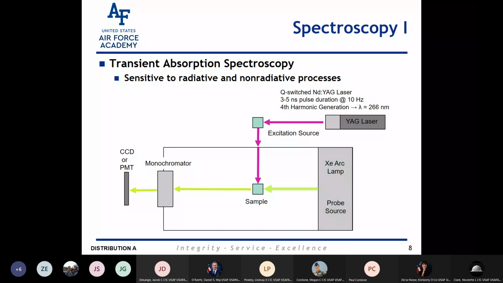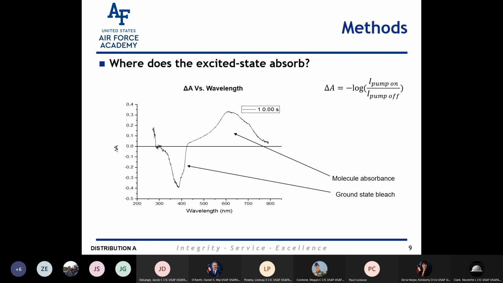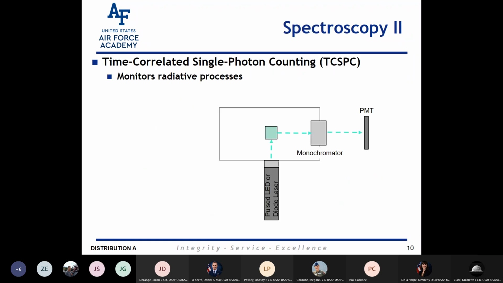So hitting our sample with both our excitation source and our probe source allows us to calculate the log of the difference between the white light with the pump being on and the pump being off. And then we're able to calculate the change in absorbance in that molecule over a range of wavelengths to see at what wavelengths the molecule is absorbing.